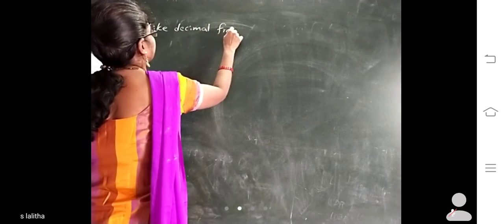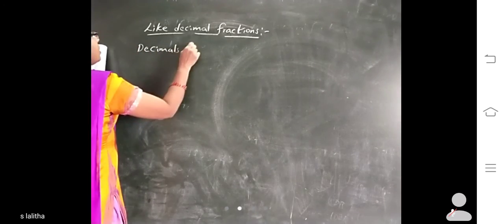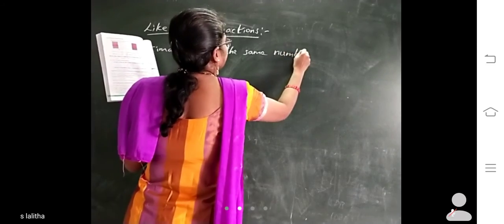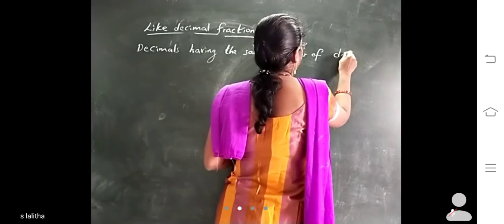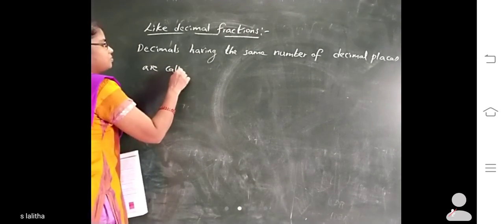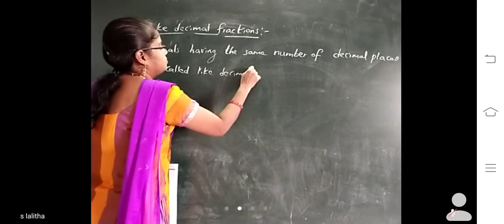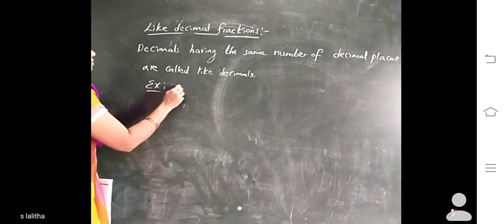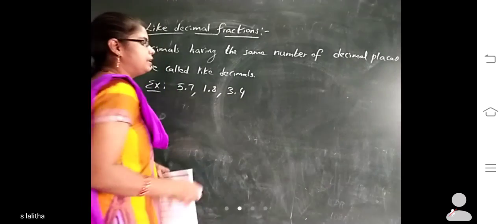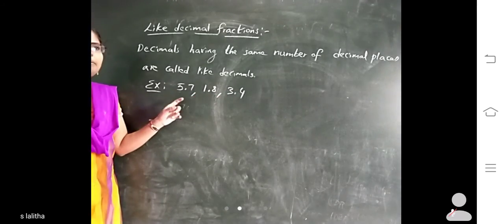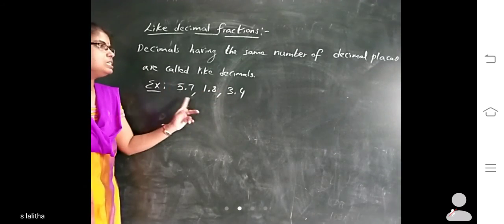Decimals having the same number of decimal places are called like decimals. Okay. Example: 5.7, 1.8, 3.4, like this. After the decimal point, how many decimal places are there here? 1. Here also 1. Here also 1. After the decimal point, how many digits are there? 1, 1, 1. So these decimals are called like decimals.